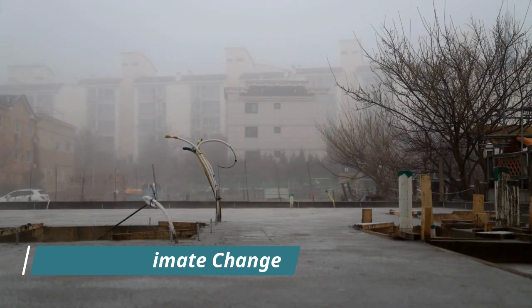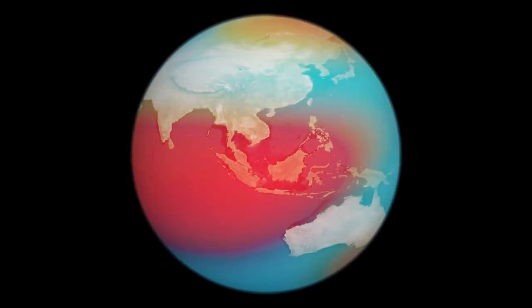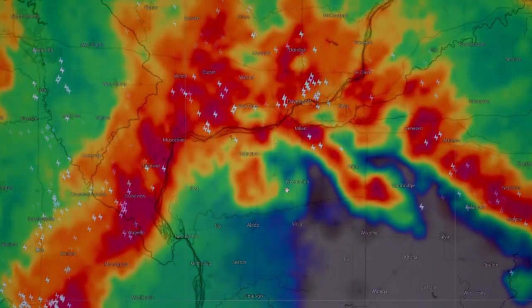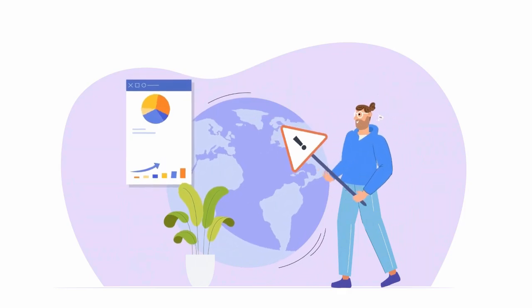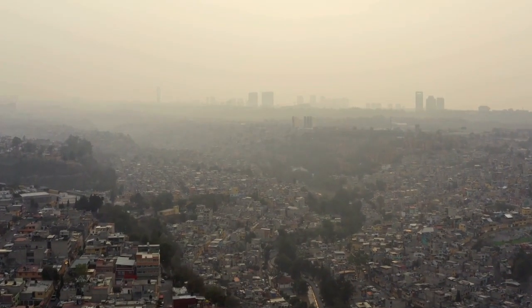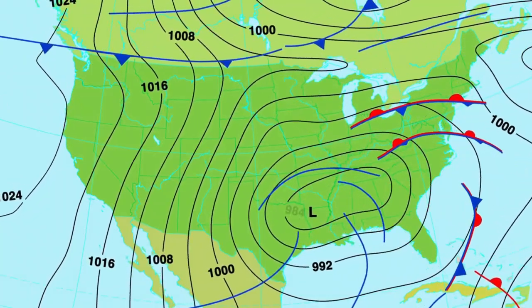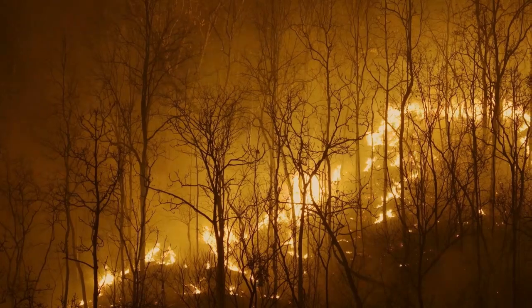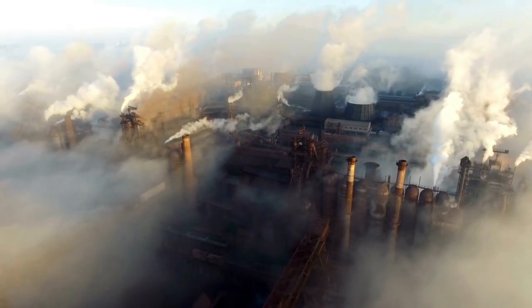Smog and climate change, a vicious cycle. Smog contributes to climate change by releasing greenhouse gases like carbon dioxide and methane into the atmosphere. These gases trap heat, leading to global warming. Conversely, climate change exacerbates smog formation by creating stagnant weather patterns that trap pollutants close to the ground. This vicious cycle has far-reaching consequences. Warmer temperatures accelerate the chemical reactions that create photochemical smog, worsening air quality in urban areas.